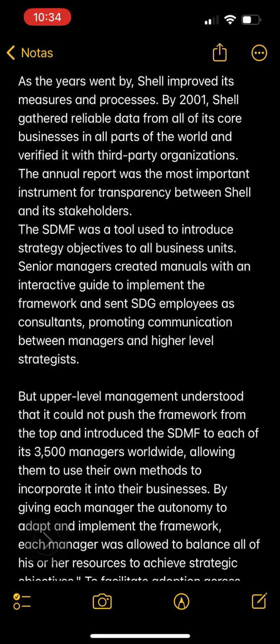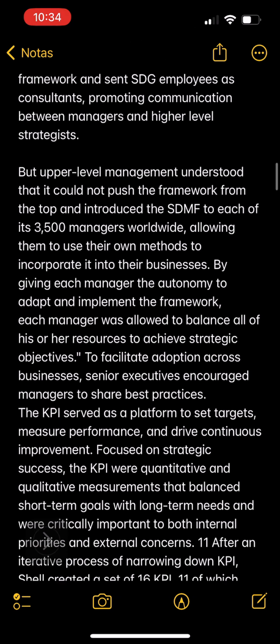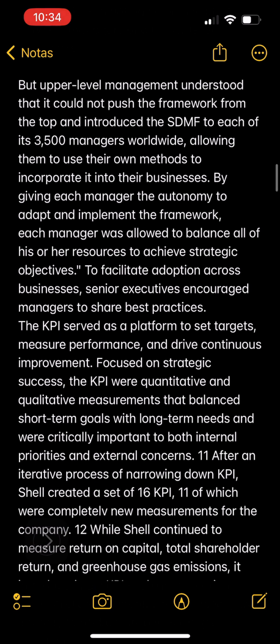Senior managers created manuals with an interactive guide to implement the framework and sent SDG employees as consultants, promoting communication between managers and higher-level strategists. But upper-level management understood that it could not push the framework from the top and introduced the SDMF to each of its 3,500 managers worldwide, allowing them to use their own methods to incorporate it into their businesses.